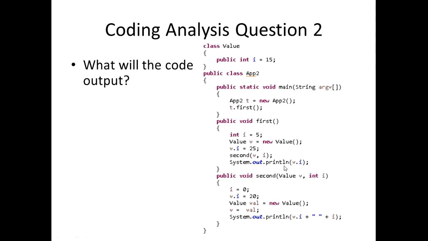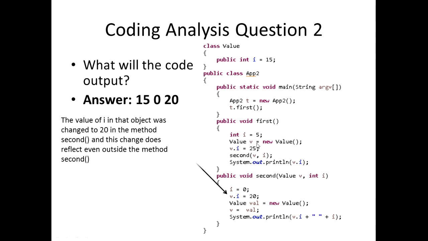And then after we exit this method, we just simply want to print out system.out.println v.I, and this will ultimately be equal to 20. So our answer is 15, 0, and 20. Now, you may be asking yourself, how did we get this 20? So what's happening is that the value of I in that object was changed to 20 in the method second.